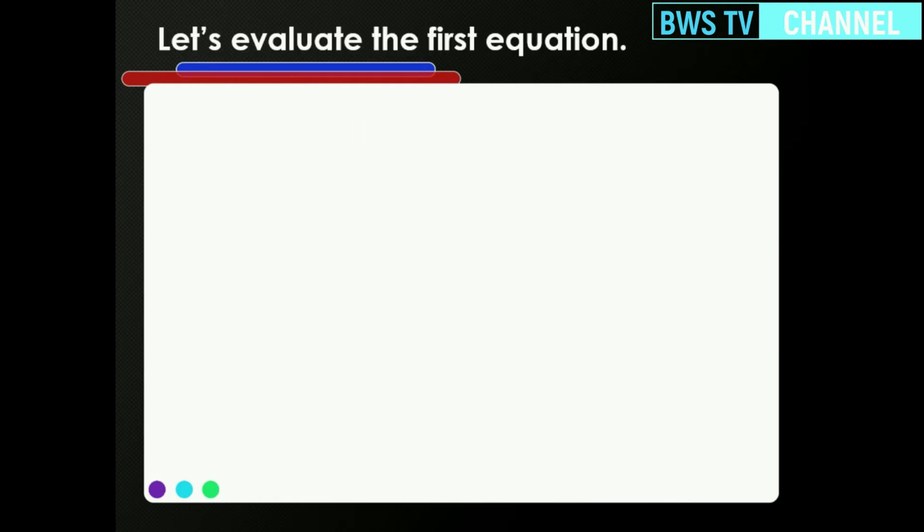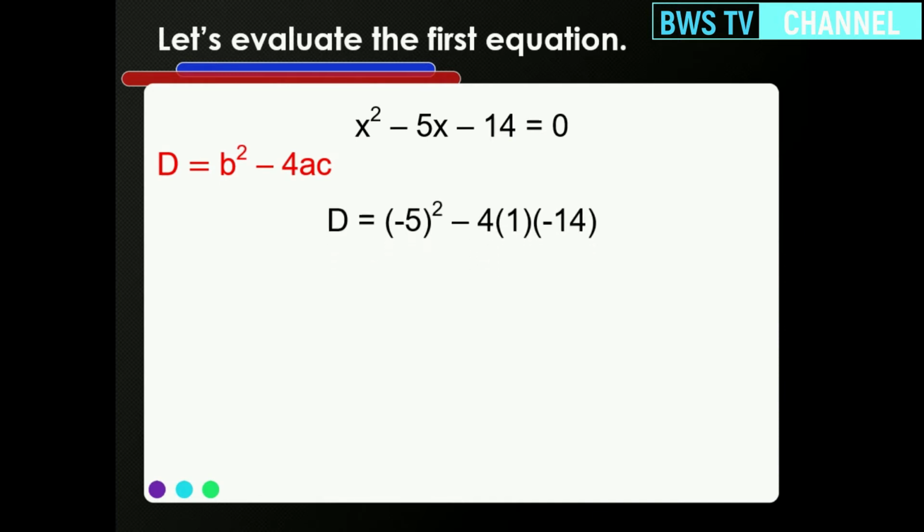Let's have example number 1. So we have the equation. The equation is already in standard form. So we'll get a, b, and c and apply the formula. The formula is b squared minus 4ac. Then the next one is substitution. So you have discriminant is equal to negative 5 quantity squared minus 4 times 1 times negative 14. Next is to simplify. We have now 25 minus 4 times negative 14. Then simplify again, so you have 25 plus 56.